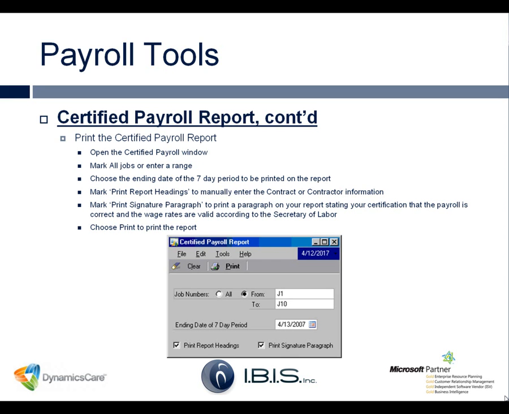And then to print the certified payroll report, here are all the steps. Open the certified payroll window, mark all jobs or a range, and there may be a bit more detail than we have time to really go through at this point, because I keep looking at the time, and I know we're getting close to the end, and I really did want to leave time for questions. And just say if there is no time for questions, you could certainly reach me, and we can get any questions answered via email afterwards.